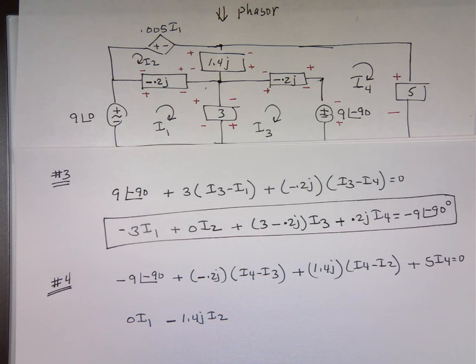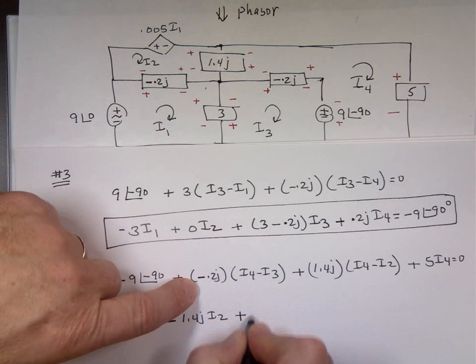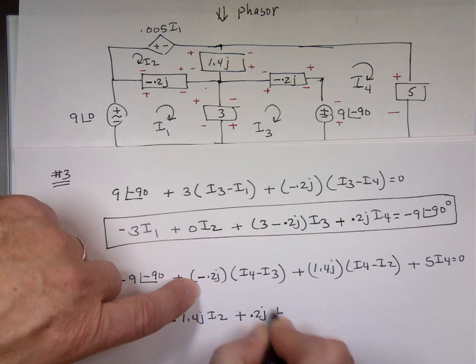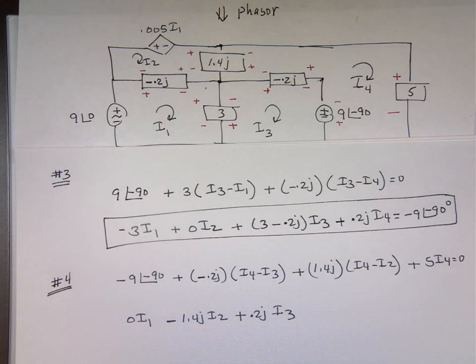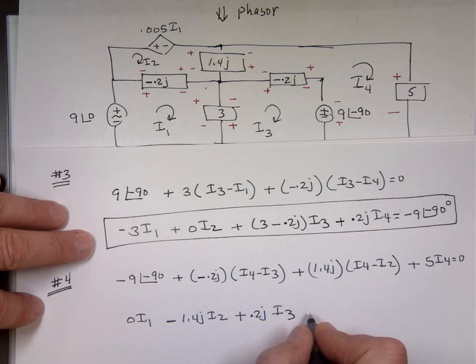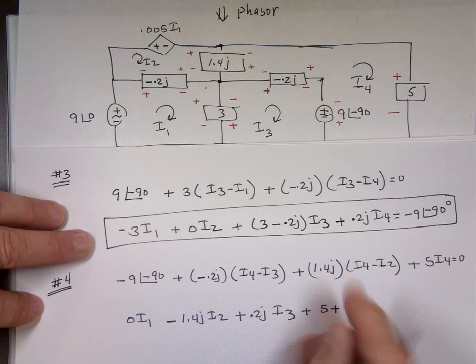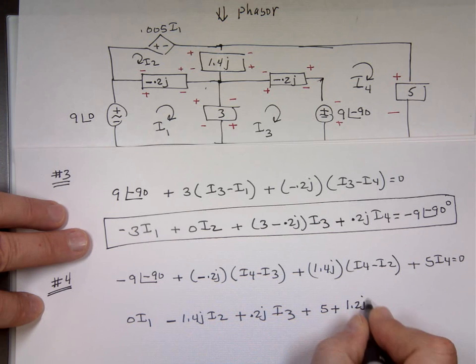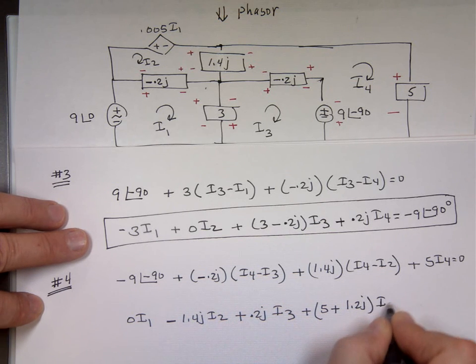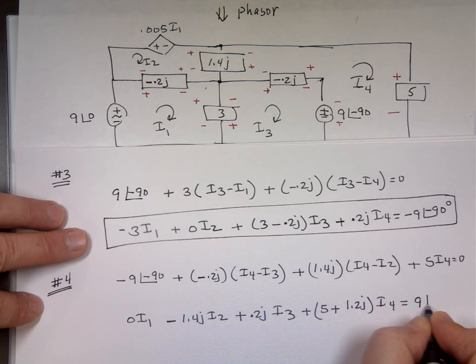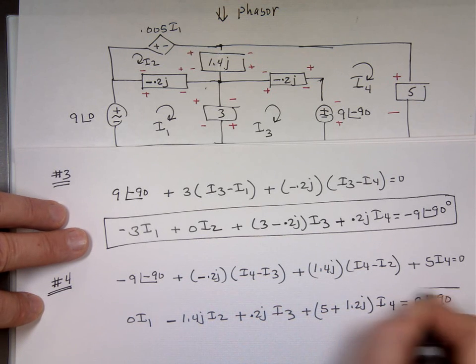I sub 3, positive 0.2j I sub 3. And I sub 4, what do we have? 5 minus, 5 plus, right? 5 plus 1.2j equals 9 angle negative 90. There's my 4 equations.